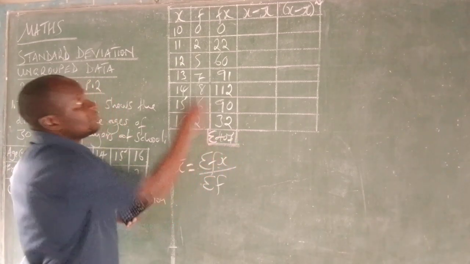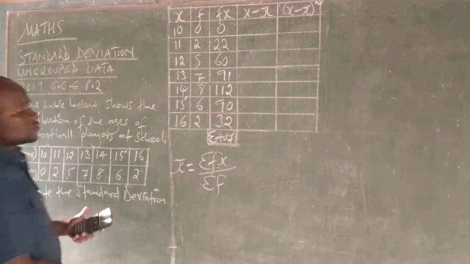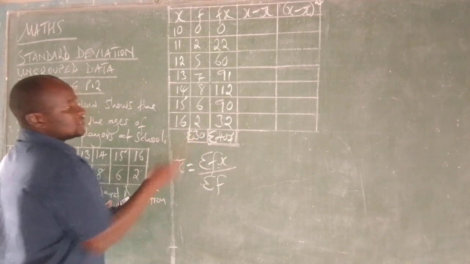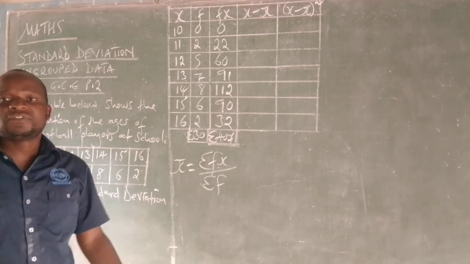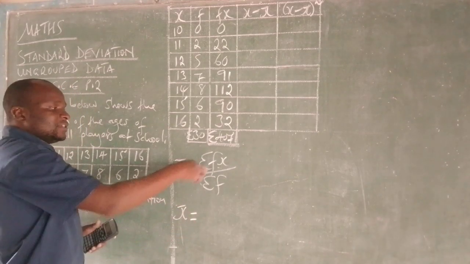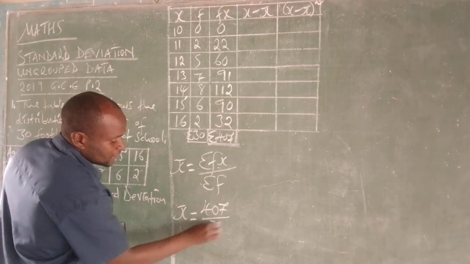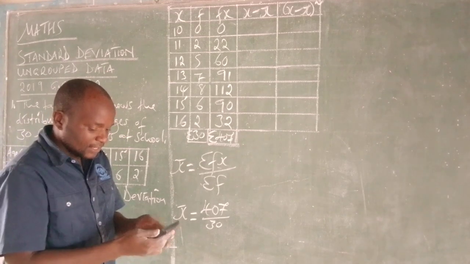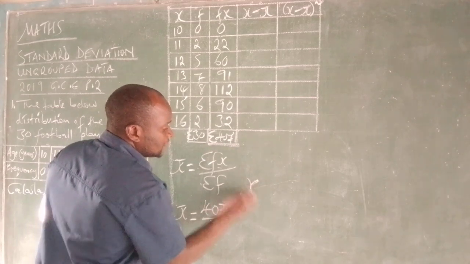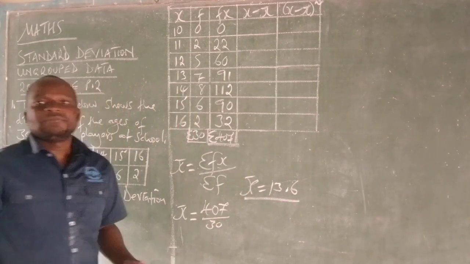Also we do the same under F, but here the figure is already given in the question, which is 30. So that 30 is the summation of the frequency. Or we can still add the figures to prove that they are actually giving us 30. So the mean will be equal to summation of Fx, which is 407, divided by summation of F, which is 30. Therefore, the mean is equal to 13.6. So this is the mean.